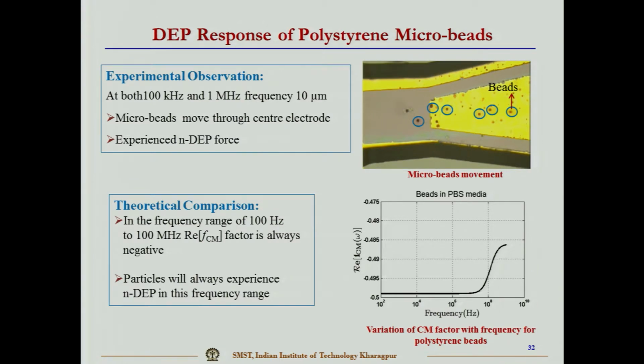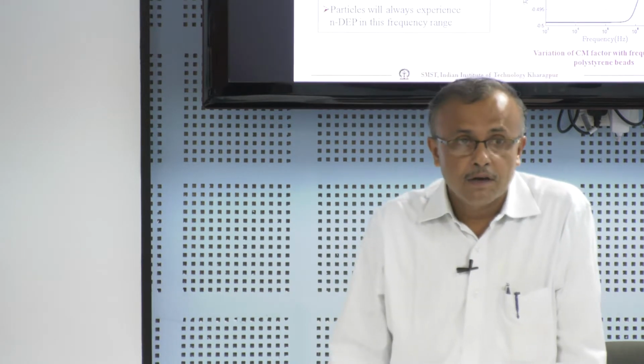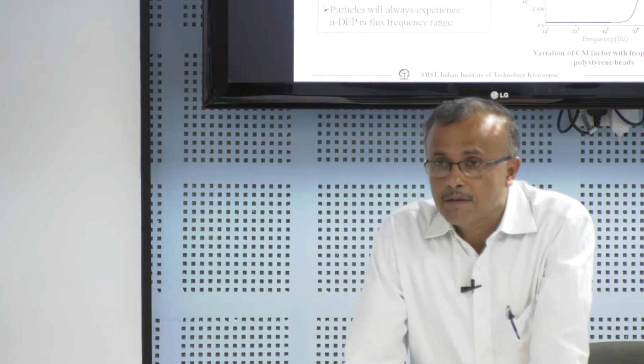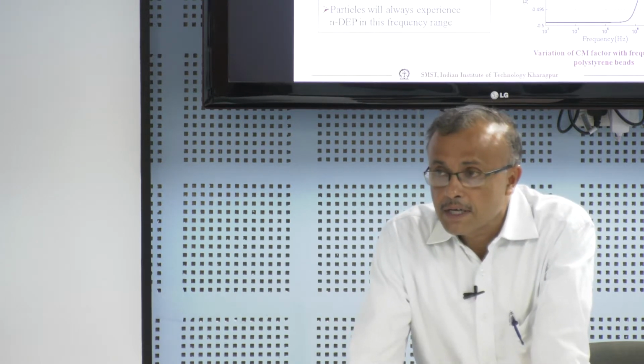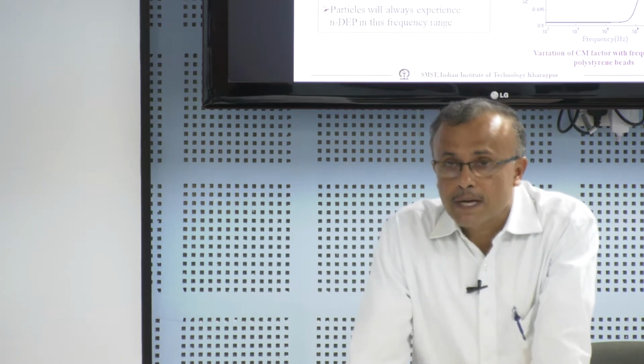I will quickly read out the result. Here I have started with a polystyrene bead. My aim is to separate the cancer cell from the normal cell, but I started with a polystyrene bead. A polystyrene bead is an insulating bead with a diameter of 1 micron, 10 micron, like that. It is available in the market. It is an insulating, small, round-shaped particle.